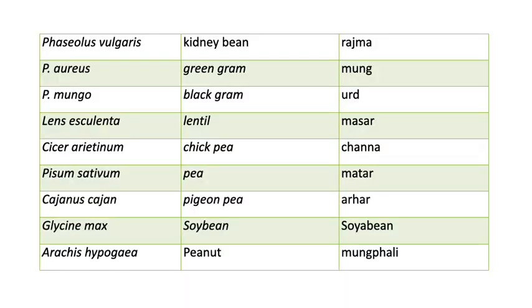We have studied the pulses. These are the common names, Hindi names or vernacular names. Phaseolus vulgaris is called kidney bean, rajma. Phaseolus aureus, green gram, moong. Phaseolus mungo, black gram, urad.